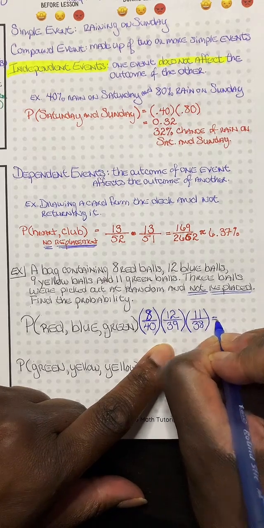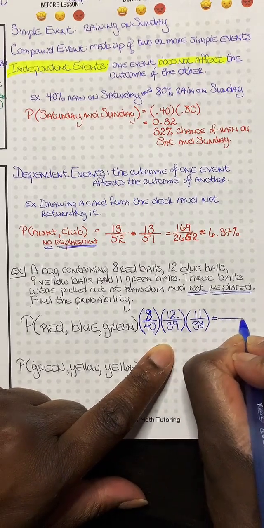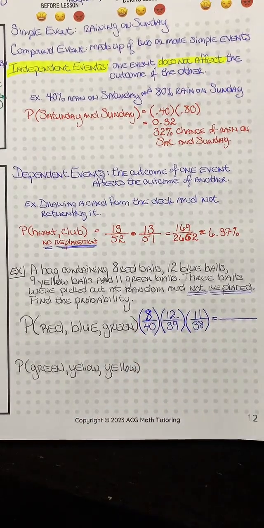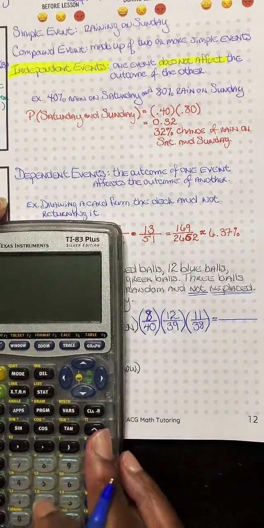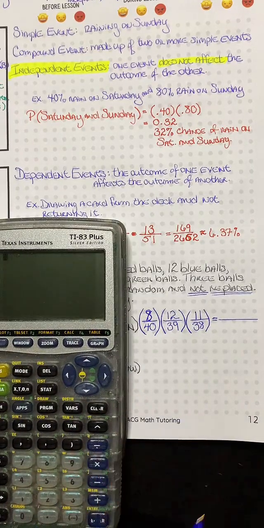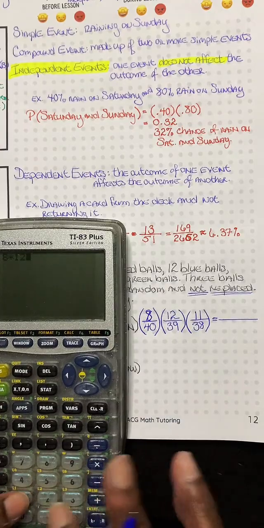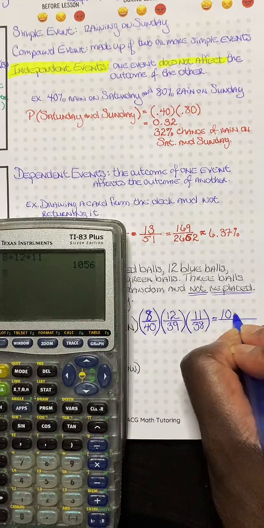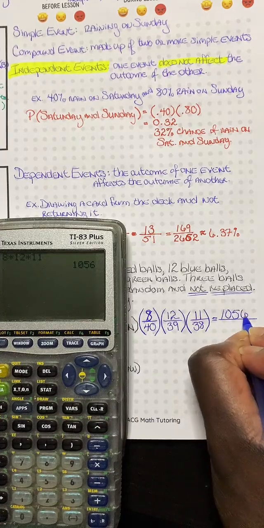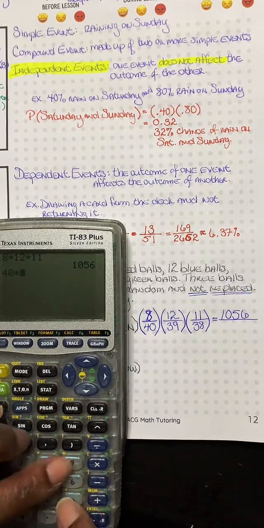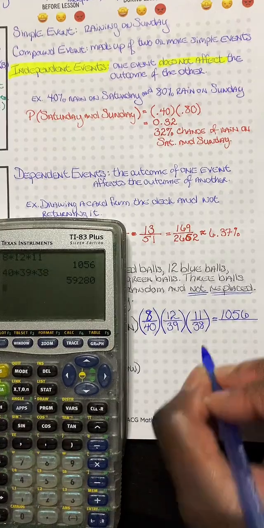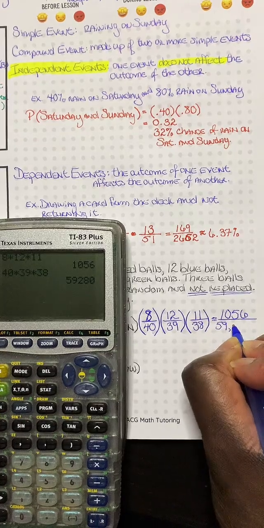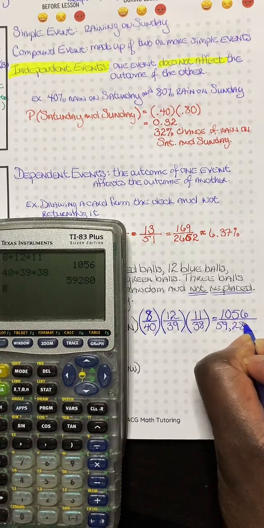All right. So now we just have to multiply straight across. We can whip out our handy dandy calculator. We have 8 times 12 times 11. That gives me 1,056. And then 40 times 39 times 38 gives me 59,280.